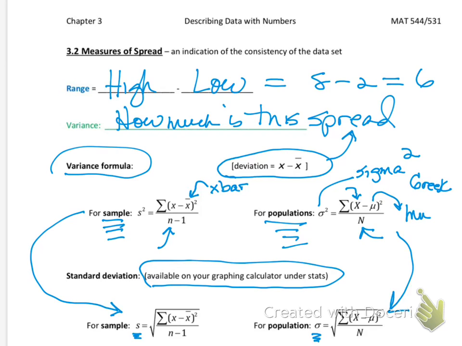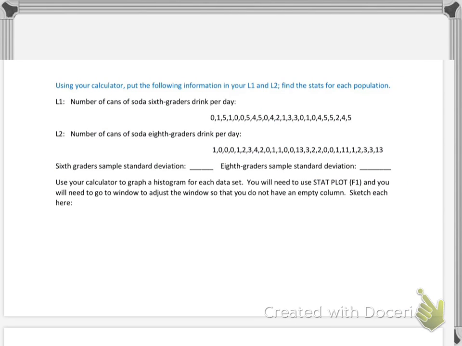Okay, we're going to talk about putting things in our graphing calculator on the next page. There's lots of good things to talk about here. First off, you're going to use your calculator, and you're going to put the following information in your L1. That's going to be the 6th graders' drinks per day, and in your L2, the 8th graders' drinks per day, the number of cans of soda they drink per day.